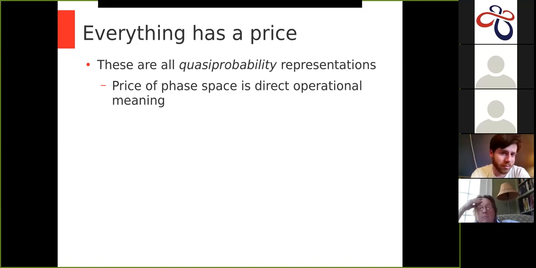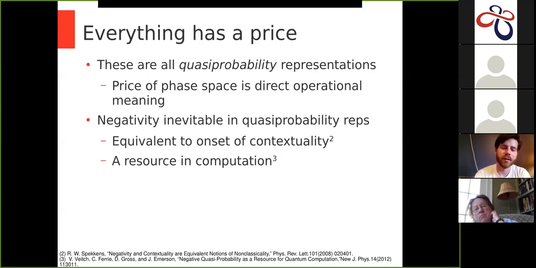These are all quasi-probability representations. And by that, I mean they are probabilities which can go negative. And on the face of it, a negative probability is not something that means anything, other than maybe with respect to other notions that can translate it into something useful. So the reason why quasi-probabilities are used is because you can use a phase space. So really, you are paying with your operational meaning for a phase space.